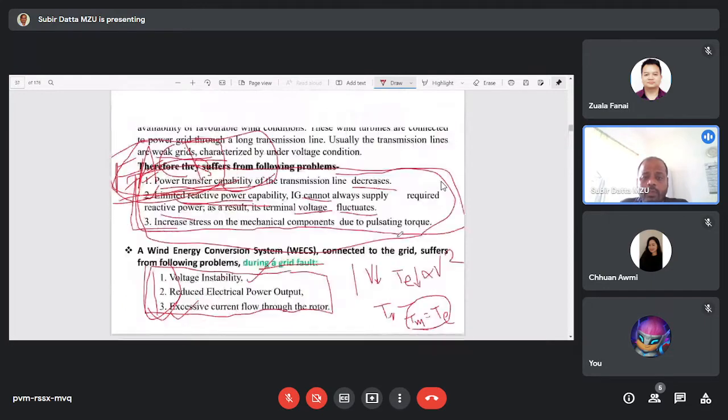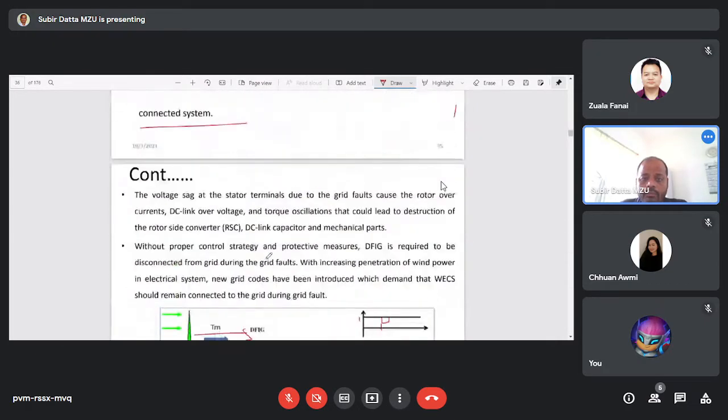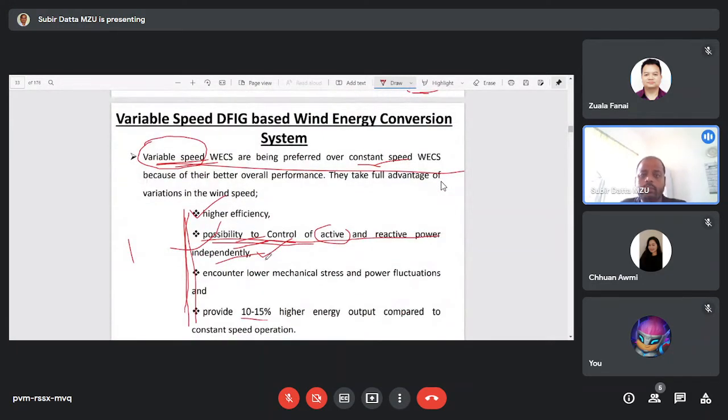That's why that DFIG is very popular nowadays. And if we use the DFIG, the most important part is to achieve the variable speed constant frequency operation. So how will we get the variable speed constant frequency operation? We can get it by designing the control scheme or control strategy for the rotor side converter as well as for the grid side converter. Okay, so different types of control strategies are available, like the scalar control scheme and also the vector control scheme.